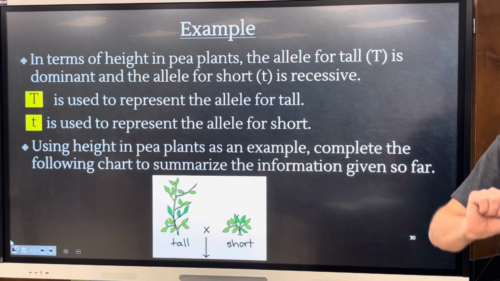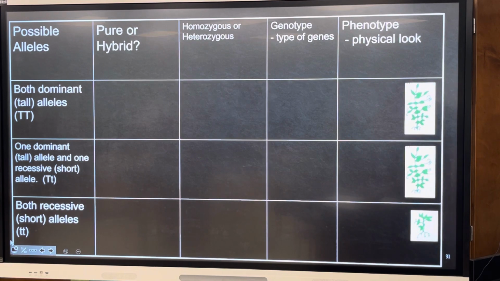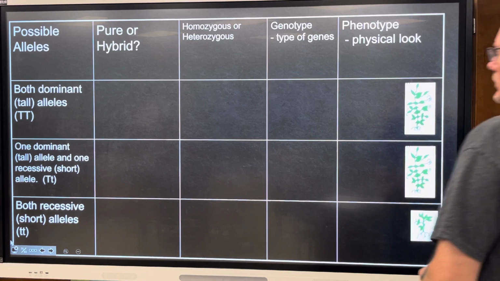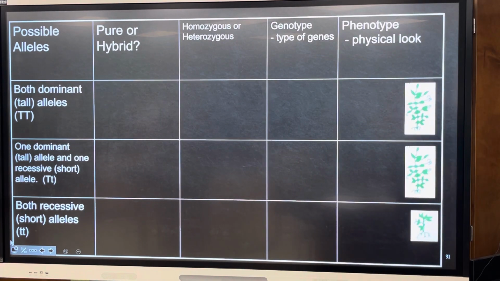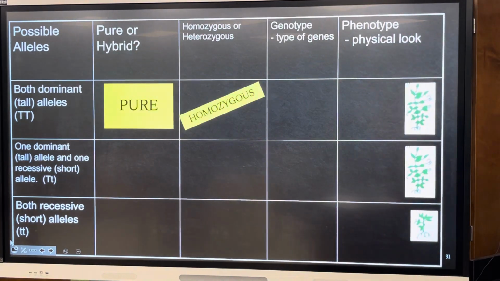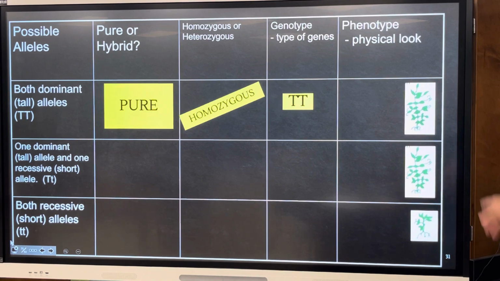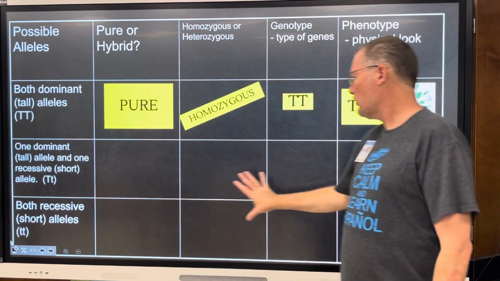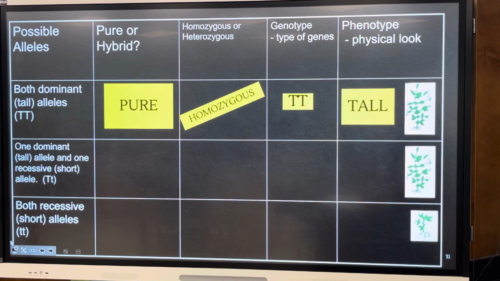We're going to be completing this next chart on page 8 in your notes. So go to page 8. All right, so we've got this chart in our notes. The possible alleles, so if both are dominant tall, is that going to be pure or hybrid? It's going to be pure, right? Homozygous or heterozygous? They're the same. Homozygous. What type of genes? It's kind of given over there, okay? And phenotype, what is the physical look going to be? Short or tall? Tall. So I'm not doing these other ones for you. You are going to do those either on your own, now, but while you're moving on with the rest of the notes, or you're going to do it later, okay?